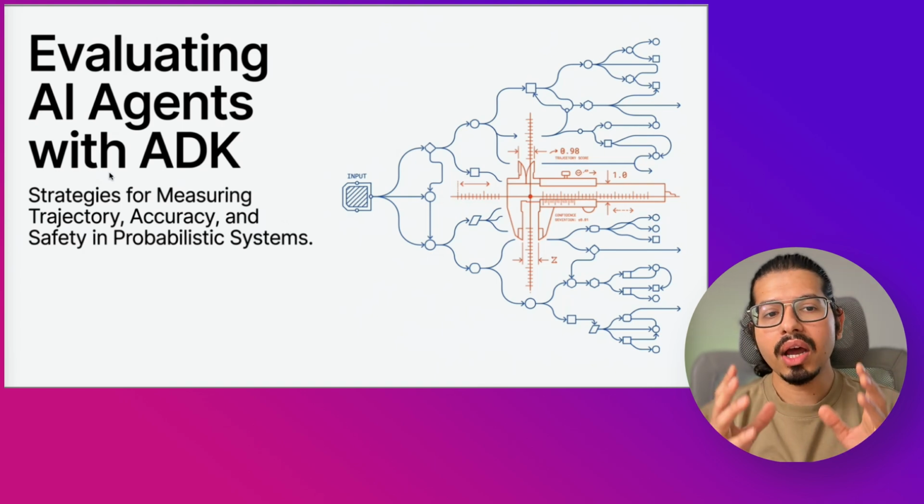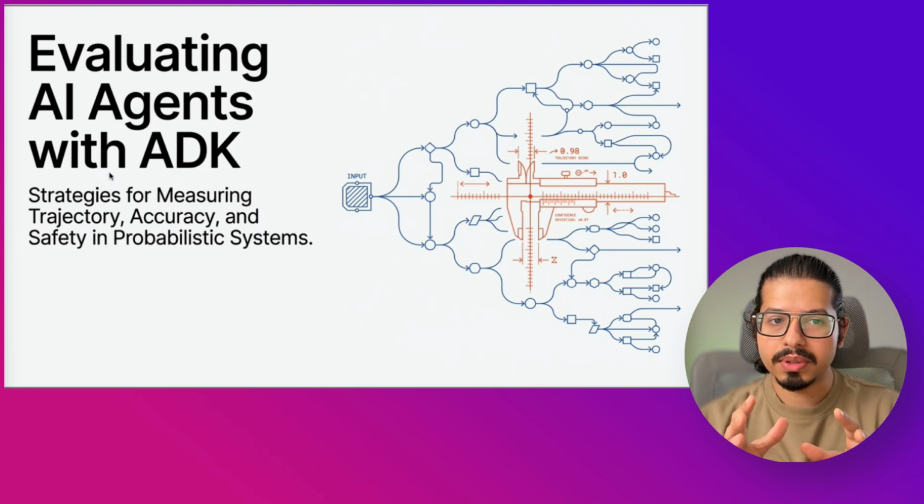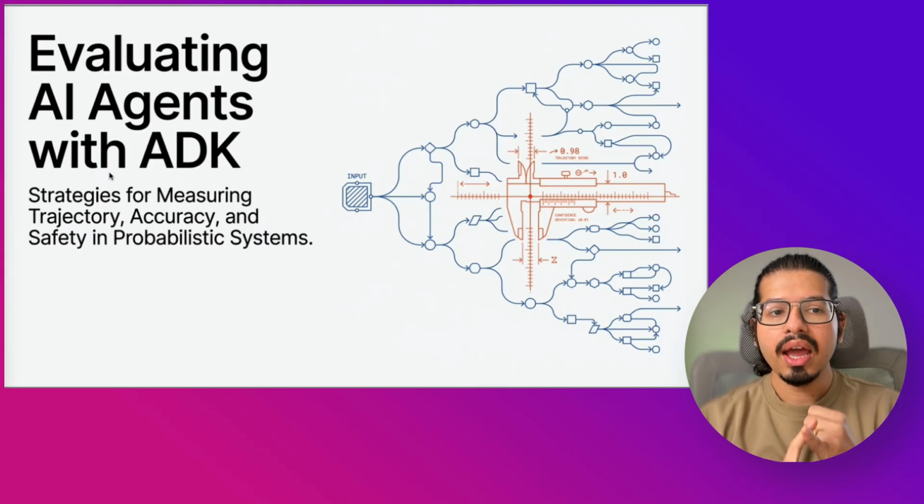So we are going to look at how Google ADK approaches that problem, how it measures trajectory, the accuracy, and the safety in systems that are not deterministic in nature.